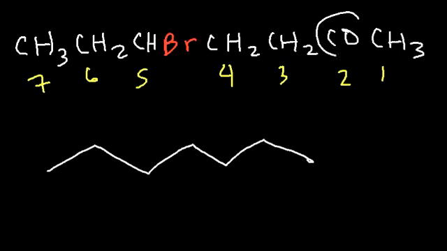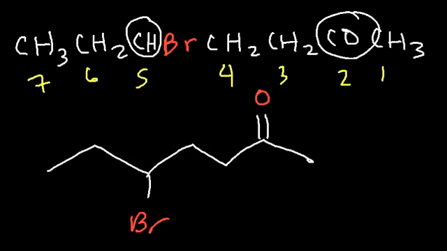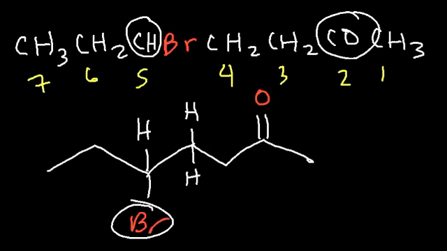On carbon 2, we have the carbonyl group. And on carbon 5, not on 4, but on 5, we have the bromine atom. Over here, this is a CH2, that's carbon 4. It already has 4 bonds, so it has no space for a bromine atom. But on carbon 5, it's a CH. Since carbon can only form 4 bonds, it has a space for the bromine atom.